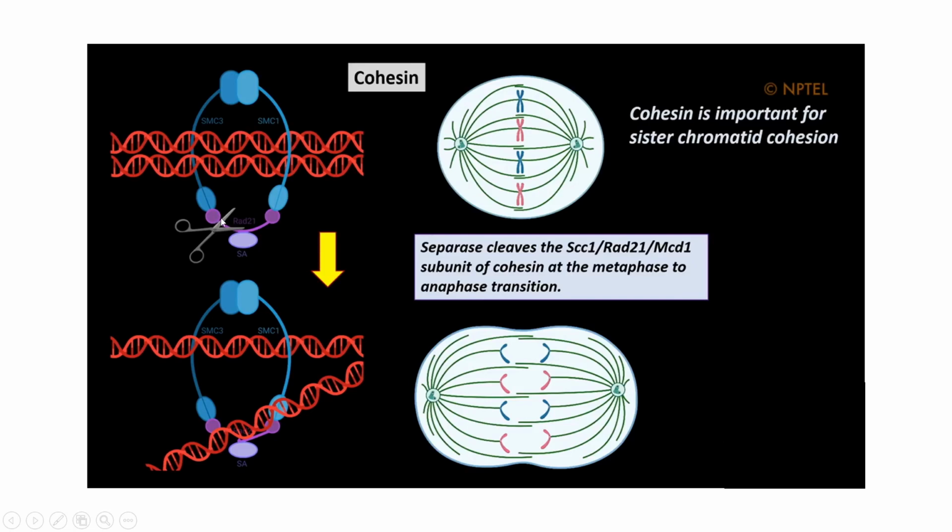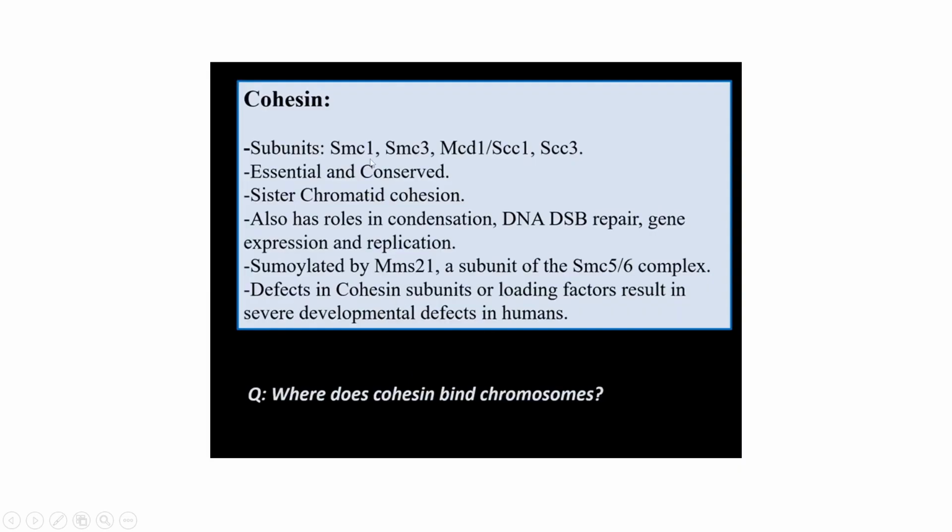As I told you, during replication the SMC cohesin binds the two daughter chromatids. During the anaphase stage, separase cleaves the RAD21 subunit. RAD21 is a known protein which binds these two SMC proteins. Separase cleaves RAD21, and that is how the linkage is disrupted, allowing the resolution of the two daughter chromatids and leading to sister chromatid separation. That is how it is regulated.